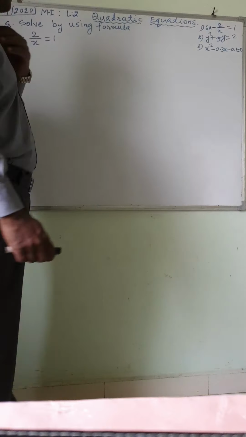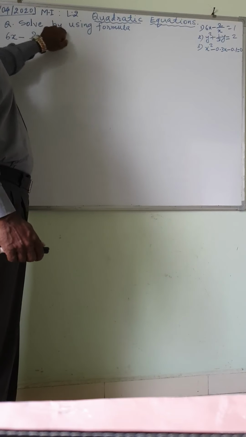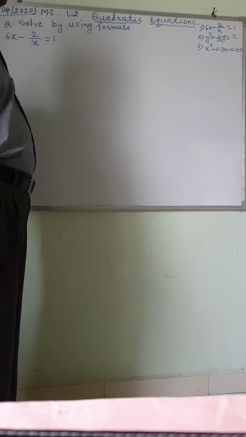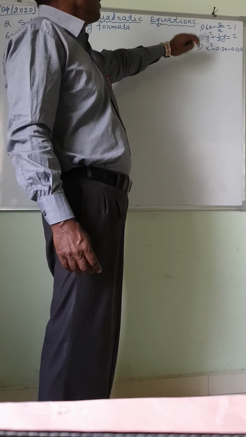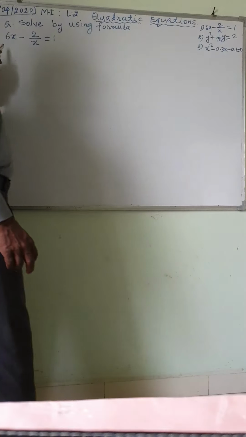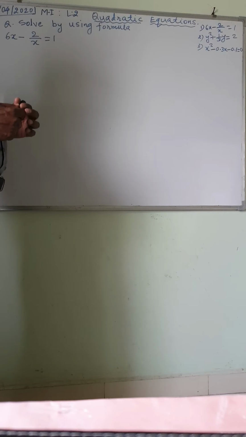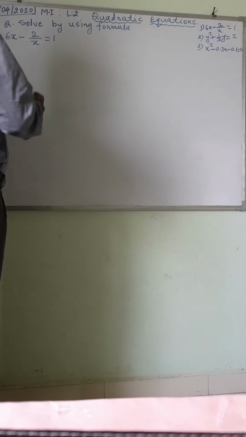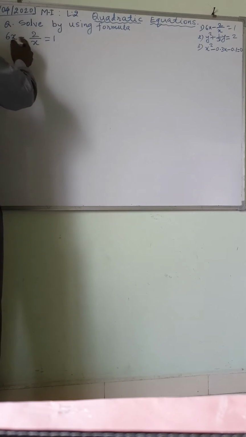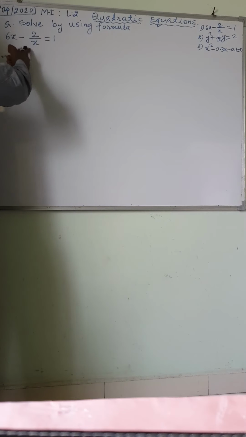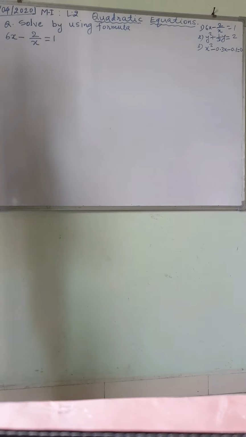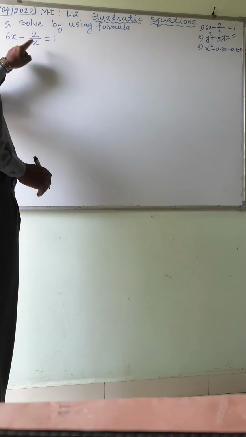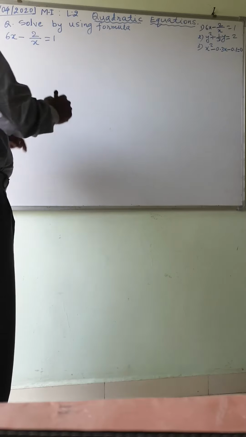Now we'll go for the next type. Solve by using the formula. These three sums I have taken. Out of that, the first we are going to solve. Now 6x minus 2 upon x equal to 1. This x is objectionable because it is in the denominator. So we will multiply each term by x.